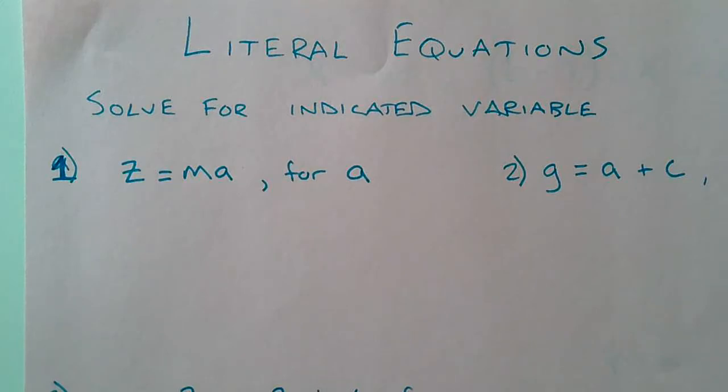So, literal equations, if you recall, are equations that are going to have multiple variables. They might have a number, but oftentimes it's like a formula that has numerous variables, and it's solved for a variable. So what we're going to do is solve it for a different variable than it's already solved for, just through our basics of equation solving and keeping things balanced. So we're going to go ahead and look at number one.